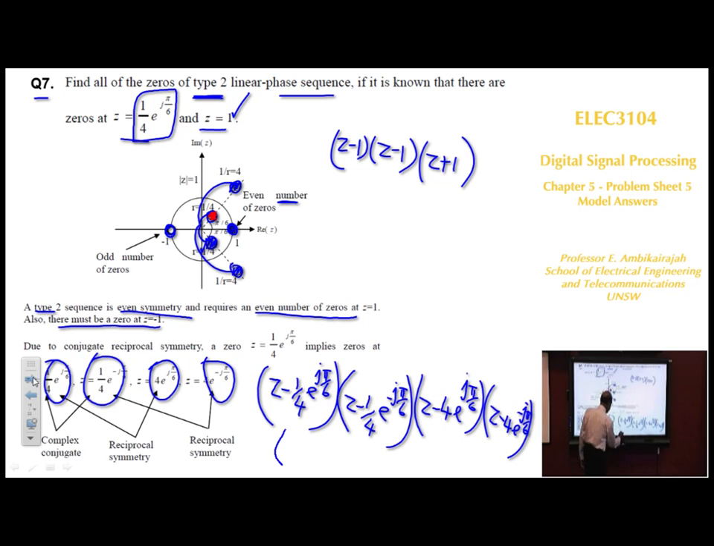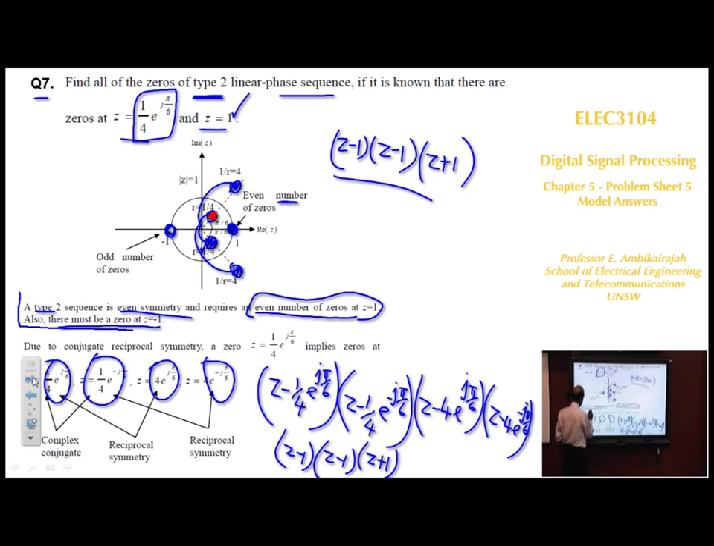Times, already there's 1 there, which is z minus 1, you need to introduce another one because of the even number of zeros at that position. And there's none here, so you should introduce 1, z plus 1. That's your transfer function of this, all the zeros. They only wanted you to find all the zeros, which we have found out. We can write it as a transfer function, or we can leave it as 3 zeros plus these zeros. So that's the answer for that question.